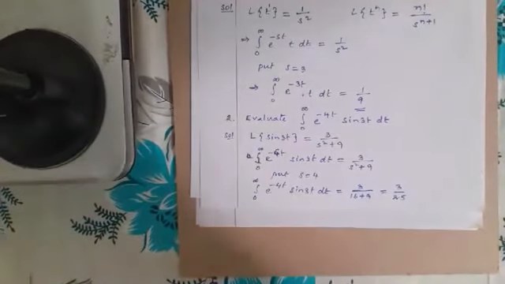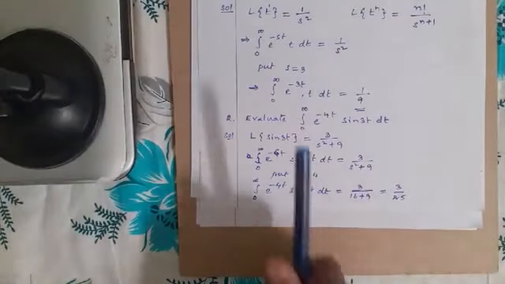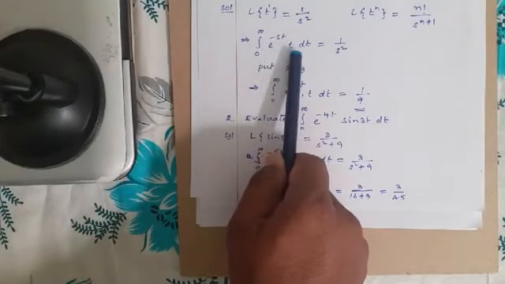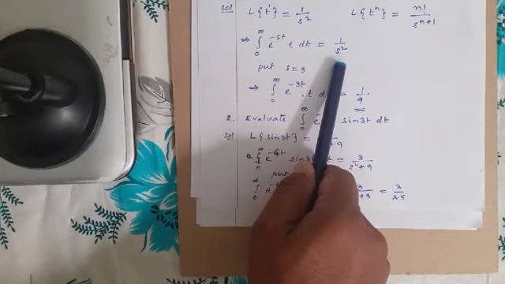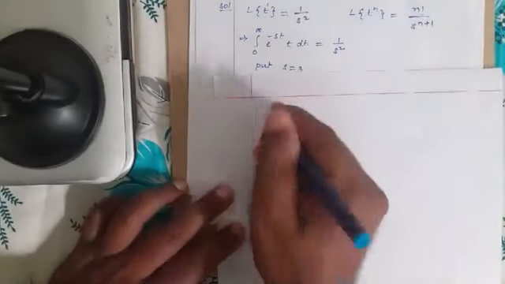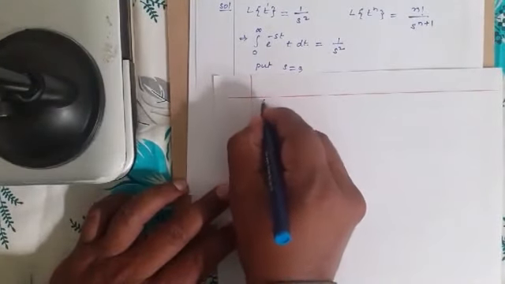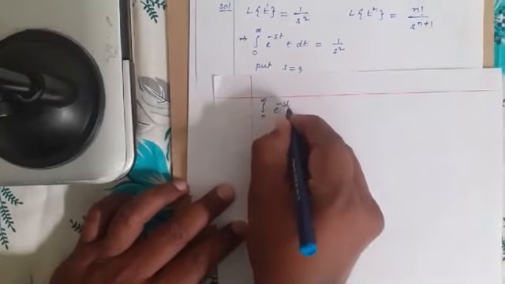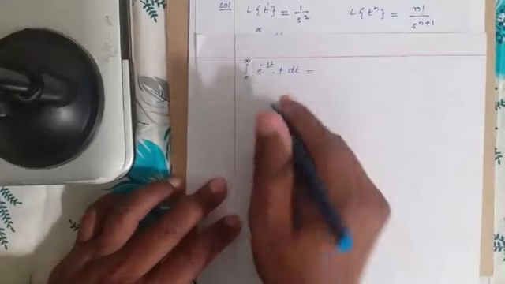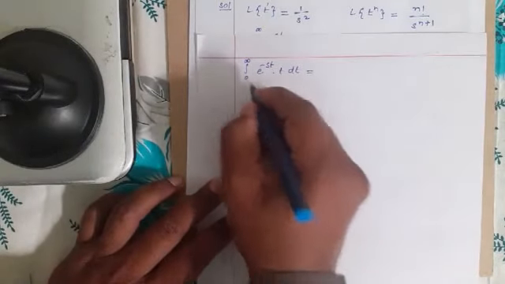So here most of you are getting the doubt: how did you get the integral from 0 to infinity of e power minus st into t dt equal to 1 by s square? So when I solve, I'll show you how you will get it. Here you have the integral from 0 to infinity of e power minus st into t dt, and I am applying integration by parts. You know integration by parts.